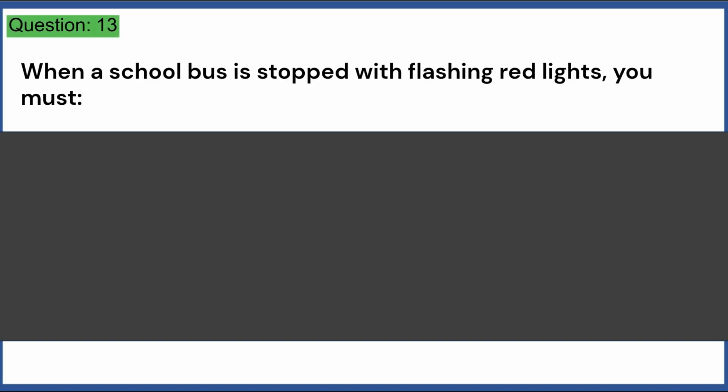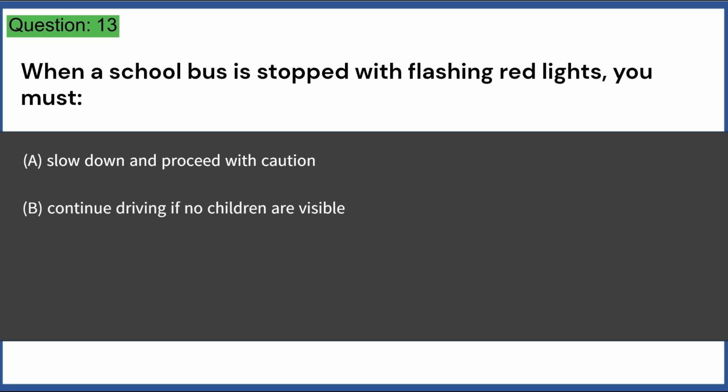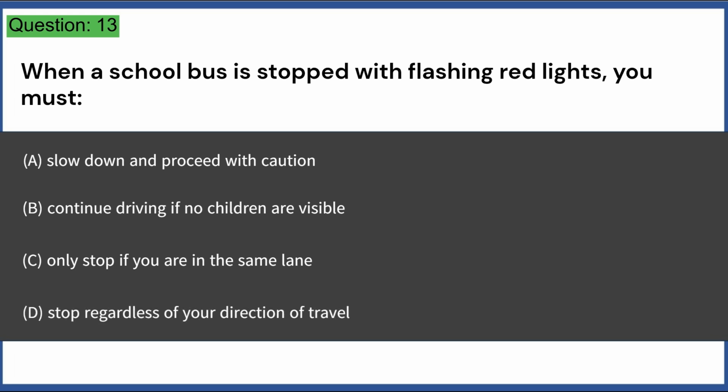When a school bus is stopped with flashing red lights, you must: A. Slow down and proceed with caution. B. Continue driving if no children are visible. C. Only stop if you are in the same lane. D. Stop regardless of your direction of travel. Answer: D. Georgia law mandates that all drivers stop when a school bus has flashing red lights.